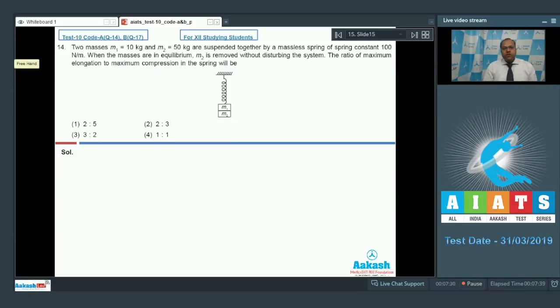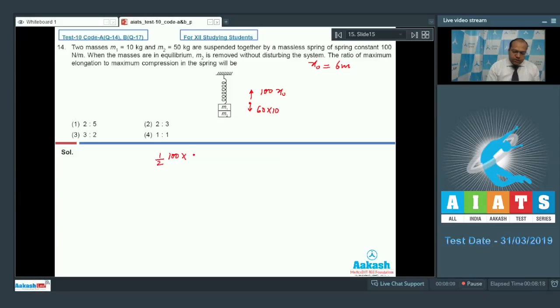So applying the principle of conservation of mechanical energy, I write the mechanical energy at the moment when M2 is just removed. It can be written as half into k, where the value of k is 100, into x squared. What is the elongation at this moment? The total force experienced by the spring is 60 into 10, and that is equal to k, 100, into x naught. If I solve this, the value of x naught comes out to be 6 meter initially.